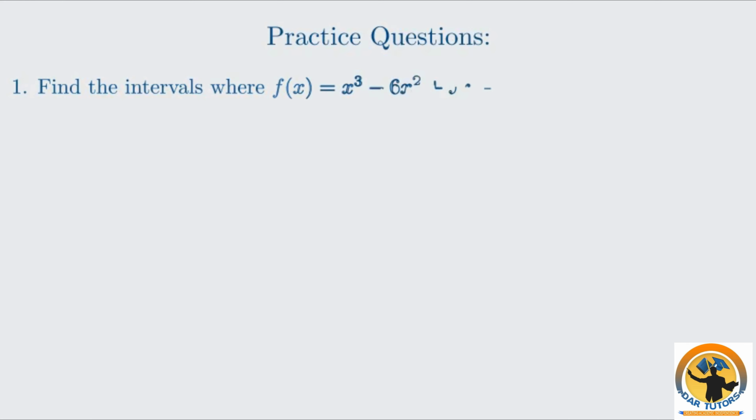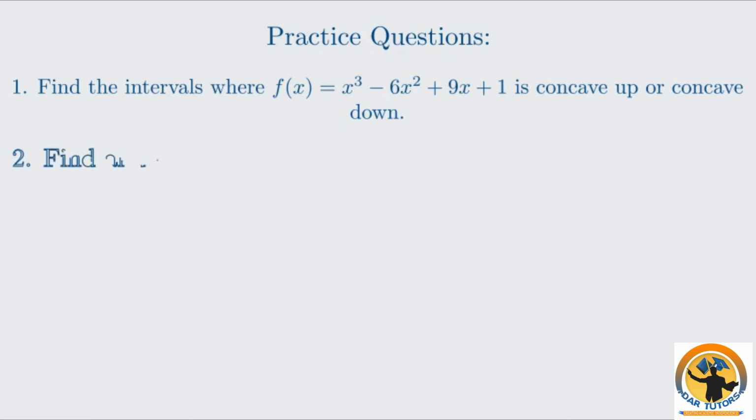To solidify your understanding, here are 5 practice questions in the style of IB assessment. Pause the video and try to solve them on your own before looking at the solutions. Question 1. Find the intervals where the function f of x equals x cubed minus 6x squared plus 9x plus 1 is concave up or concave down.